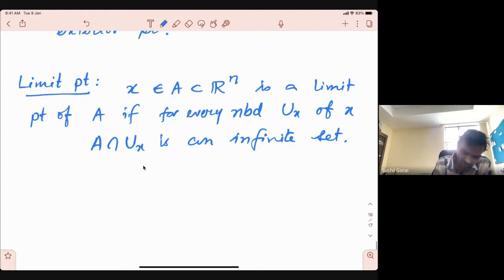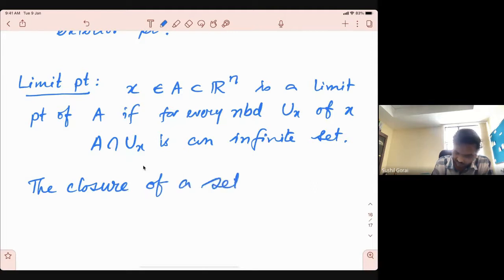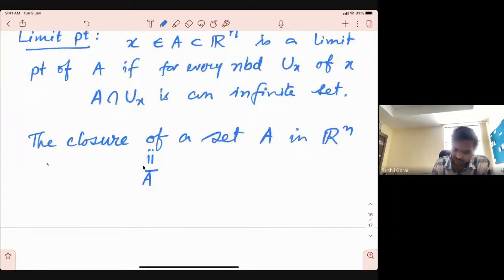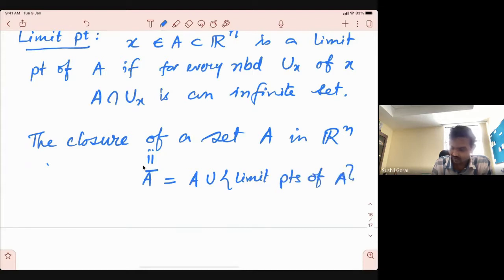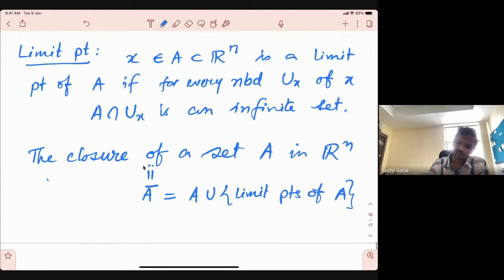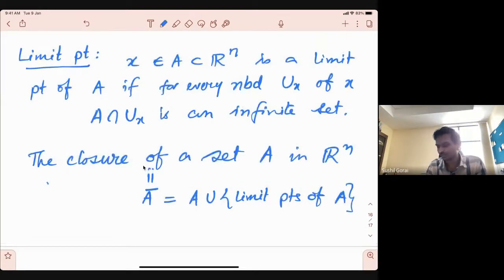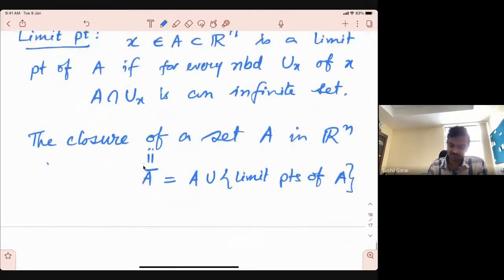And the closure of a set A in Rn, A closure, is equal to A union the limit points of A. All right. So the closure of a set is the union of the set and its limit points.